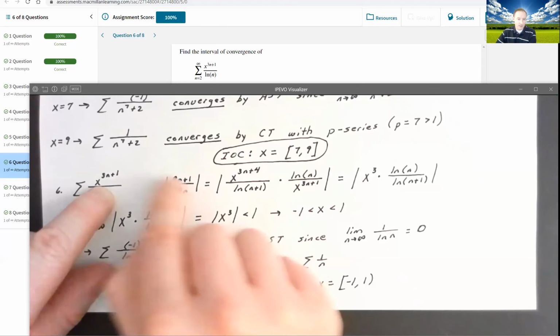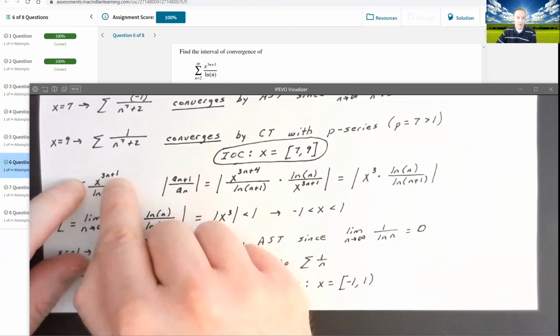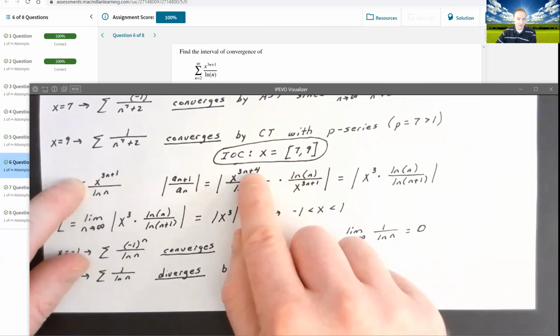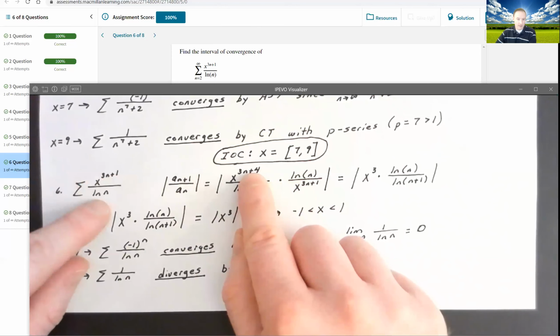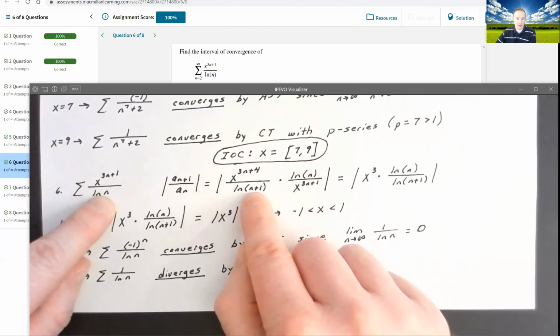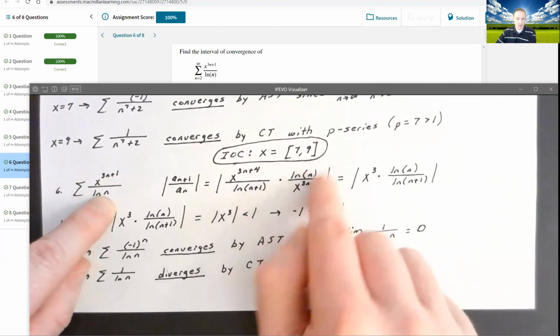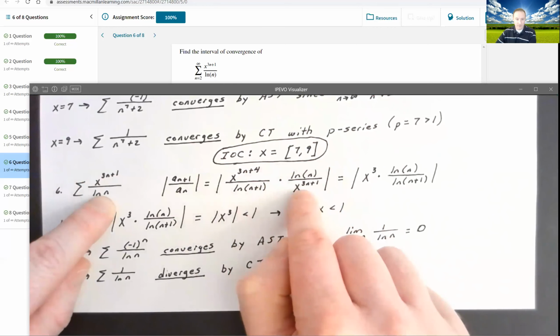I said, if I plug an n plus 1 in for n, I would get 3 times n plus 1 plus 1. Well, that's 3n plus 3 plus 1. I just said that's x to the 3n plus 4 power there. That's plugging the n plus 1 in for n. Then in your denominator, the natural log of n plus 1 times the reciprocal of a sub n, natural log of n, over x to the 3n plus 1.